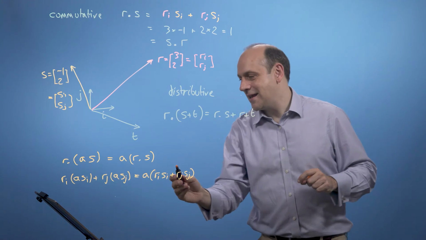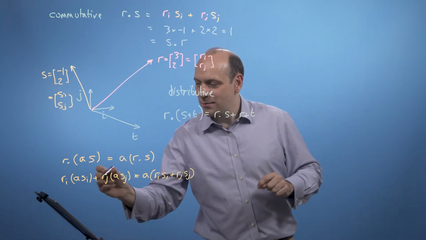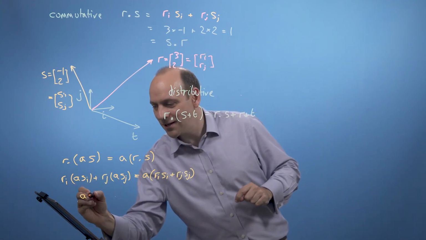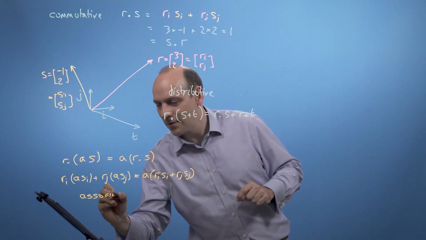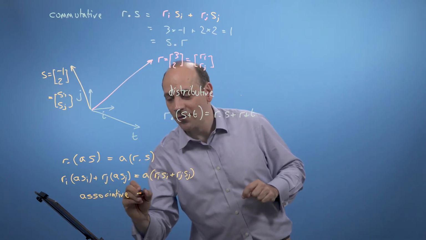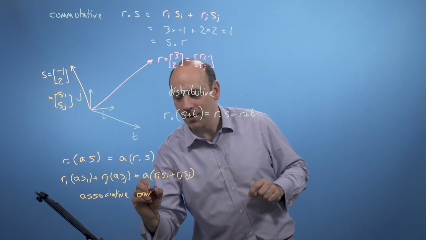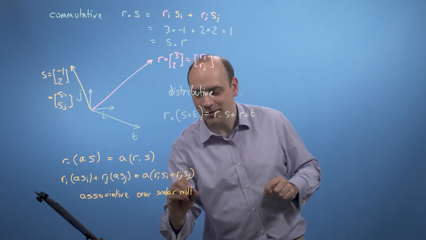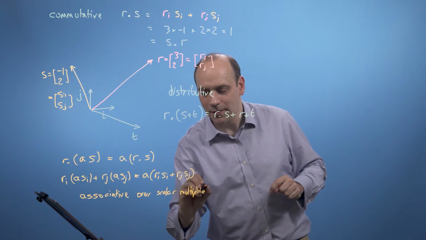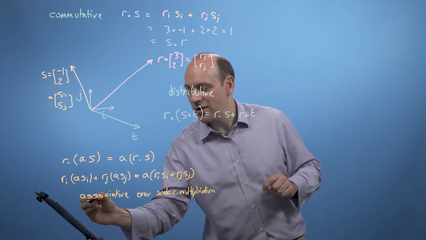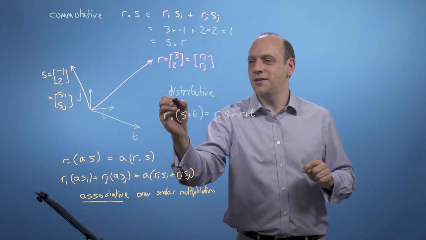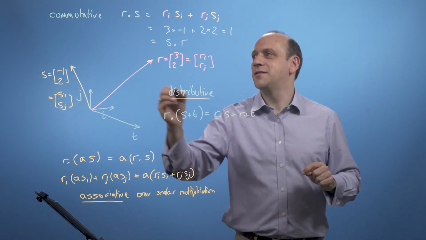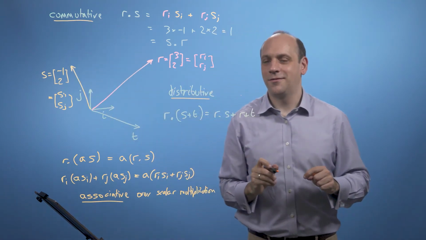So this property is called that it's associative over scalar multiplication. Over scalar, that's the number a, multiplication. So we've got three properties. We've got it's associative over scalar multiplication, the dot product is distributive, and it's commutative.